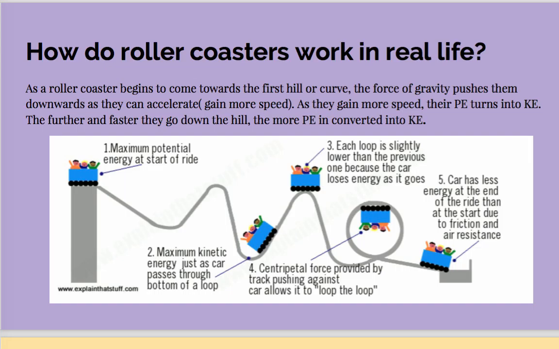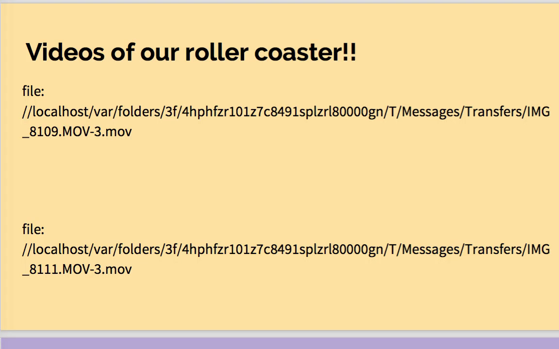If you look at the picture here, number 1 is the maximum potential energy at the start of the ride, so that would be at your biggest hill. Number 2, maximum kinetic energy, just as the car passes through the bottom of a loop. Number 3, each loop is slightly lower than the previous one because the car loses energy as it goes. Number 4, centripetal force provided by the track pushing against the car allows it to loop the loop. And number 5, the car has less energy at the end of the ride than at the start due to friction and air resistance. Here are the videos of our roller coaster.